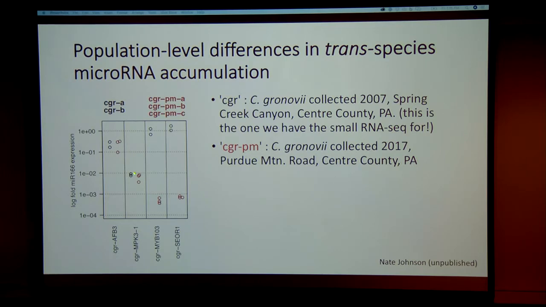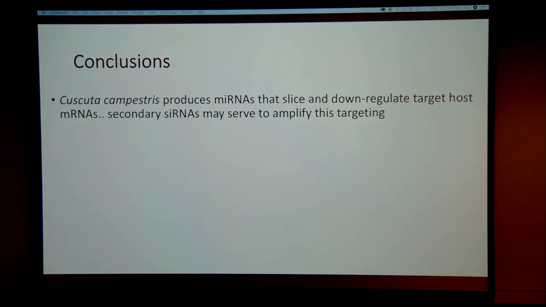And the answer is yes, yes, no, no. Okay, so we have some evidence that there's even population level differences in the types of microRNAs that we're going for, which I think is going to be, once we get this sorted out with a bit of genome sequencing and things like that, an interesting story. So that's all I've got.